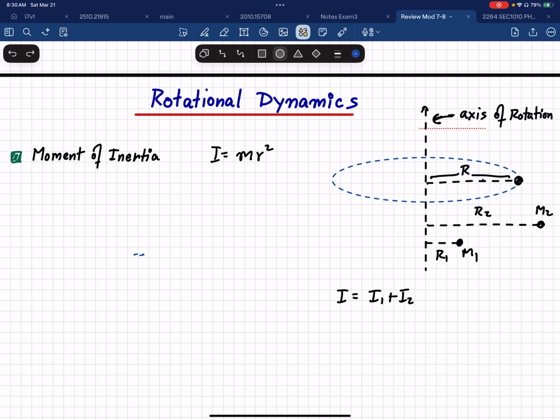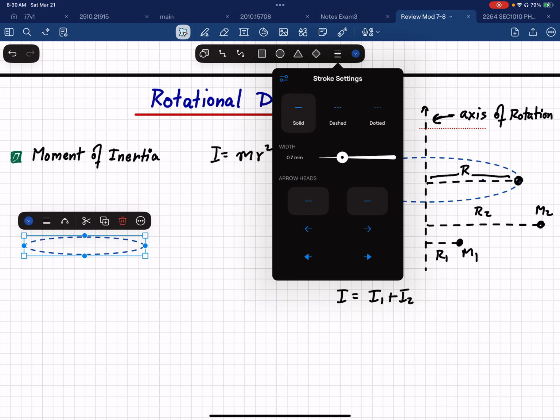I don't know why this comes out tilted, which is quite irritating. So just give me a sec. Let me just draw it up.